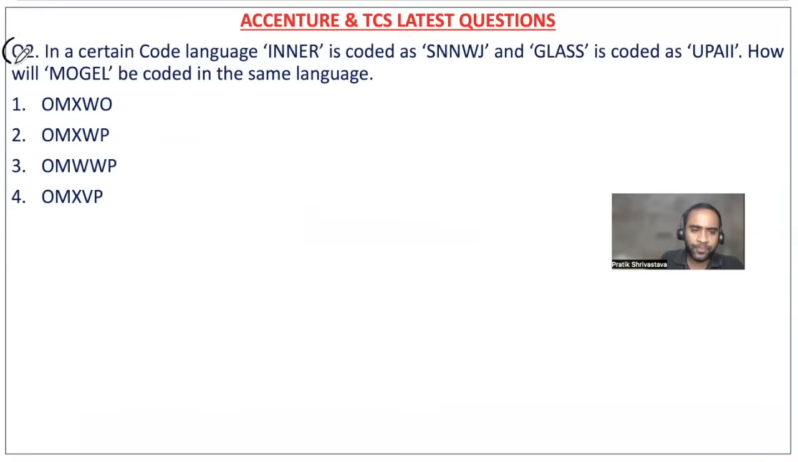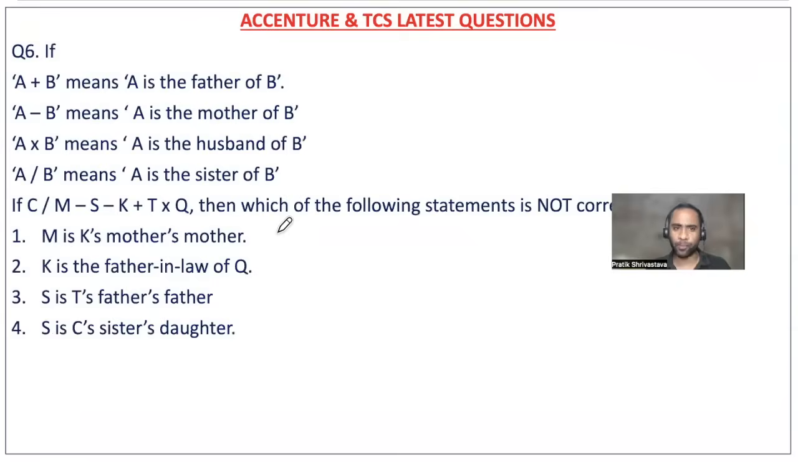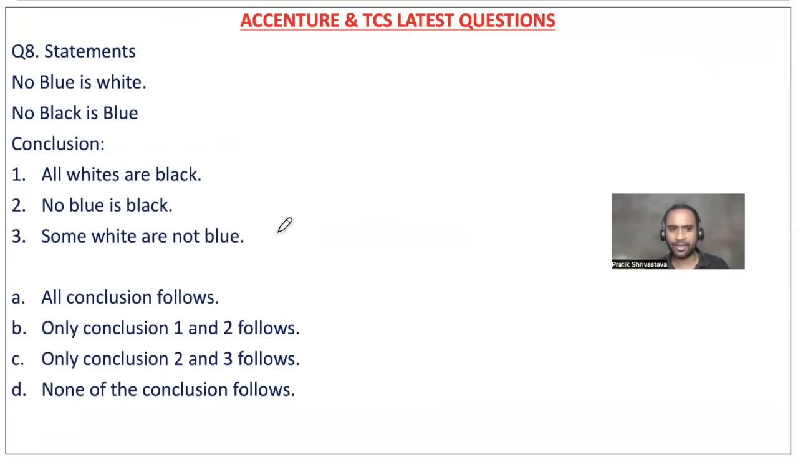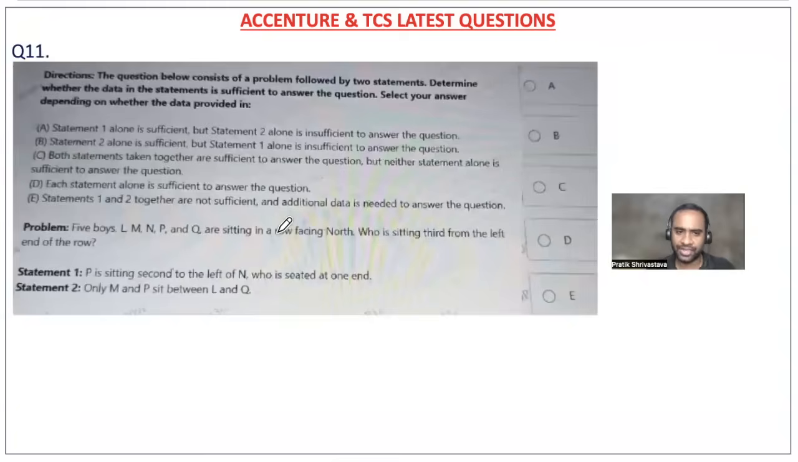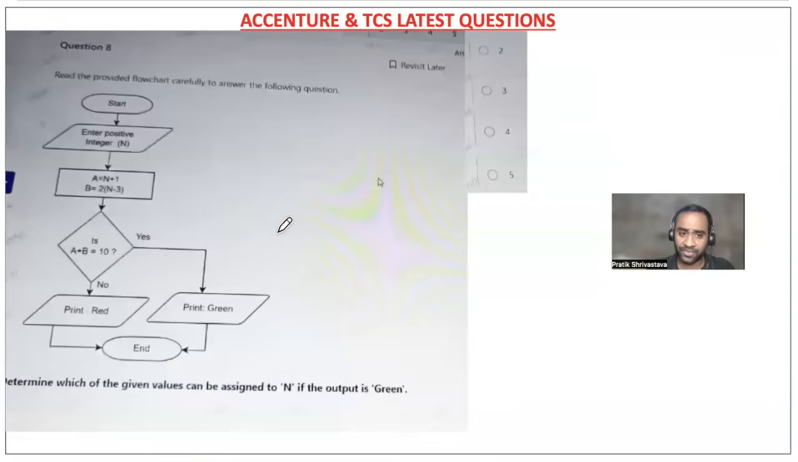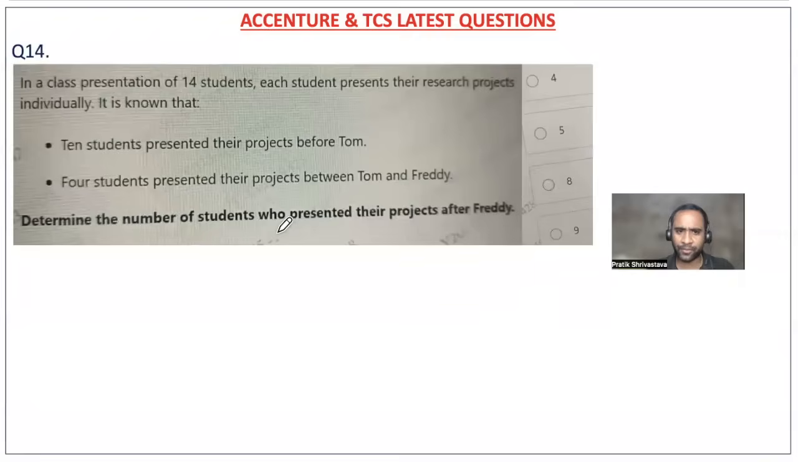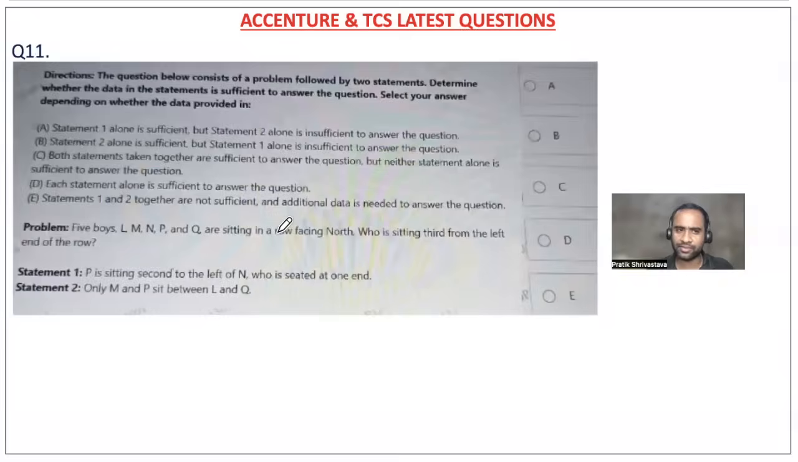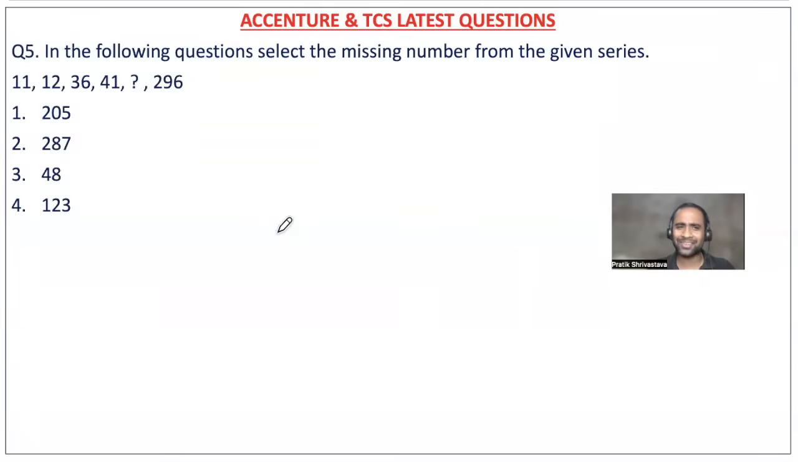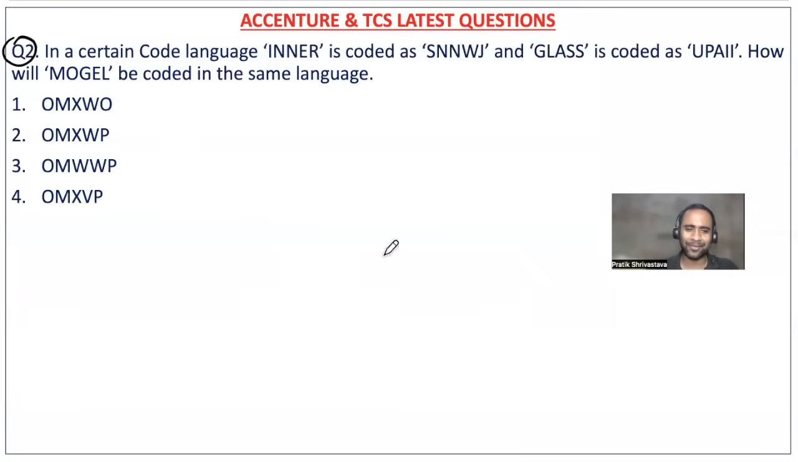Question number 2. In a certain code language, we are going to do different kinds of problems: blood relation, syllogism, sitting arrangement, and data sufficiency. All these questions we are going to cover. I am damn sure that you are going to enjoy this session, and at least your exam will be very good.